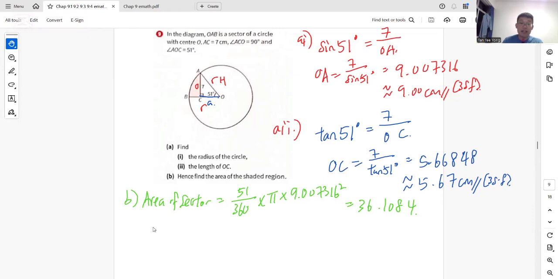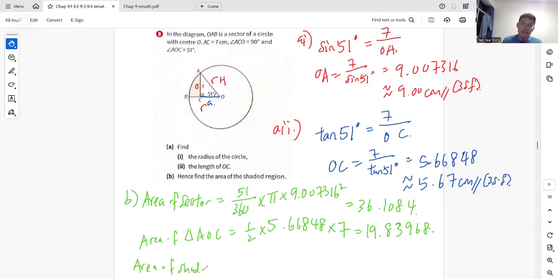What about the area of triangle? So area of triangle AOC. Half times base times height is good enough. So half times base, the base is OC, right? 5.66848 times my height. So 0.5 times 5.66848 times 7 gives 19.83968.